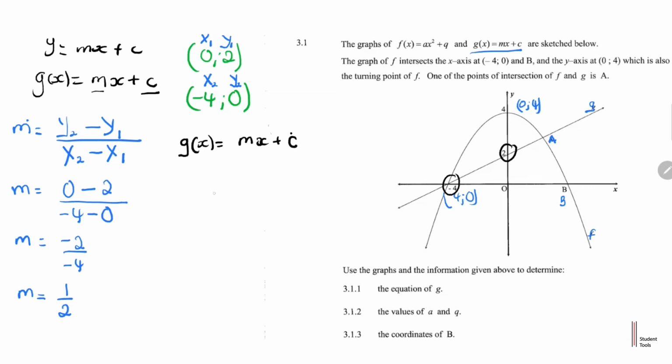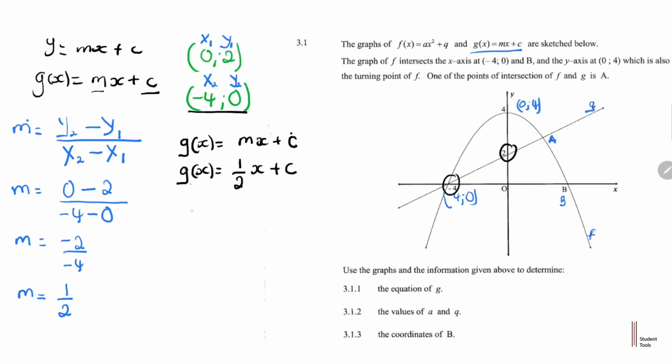So now we know the gradient. That means g of x is equal to 1 over 2x plus c. And now that we're here, because we want to find the value of c, we will use one of the coordinates, this one, to find the value of c. So we will do that by substituting y with a 0. Here we have g of x as y, so we will substitute g of x with 0, and then substitute x with a negative 4. So now let us do that.